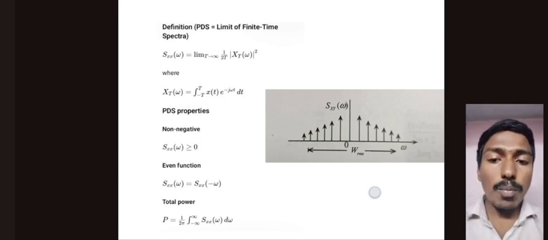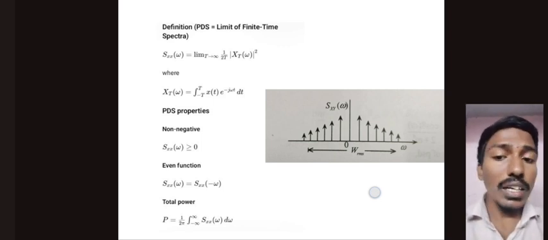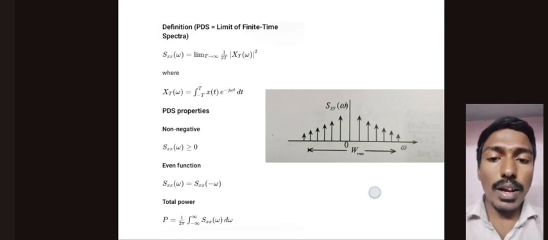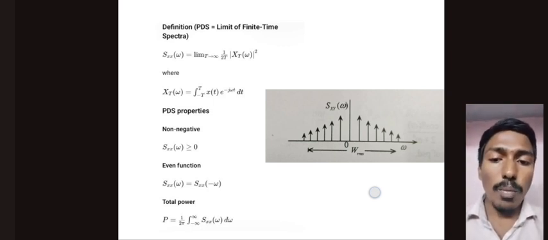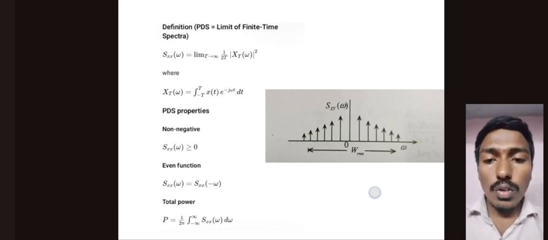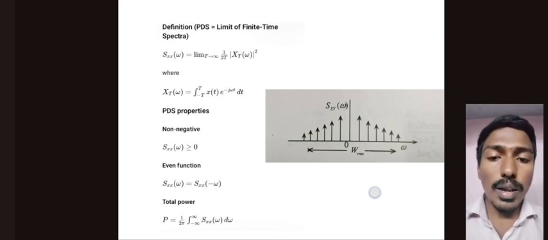Again, the properties in mathematical representation: S_xx of omega is greater than or equal to 0, meaning it is non-negative and real. Even function: S_xx of omega is equal to S_xx of minus omega. The total power P is equal to 1 by 2 pi, integral from minus infinity to infinity of S_xx of omega d omega. So we can find power by summing all the frequencies present in this band.